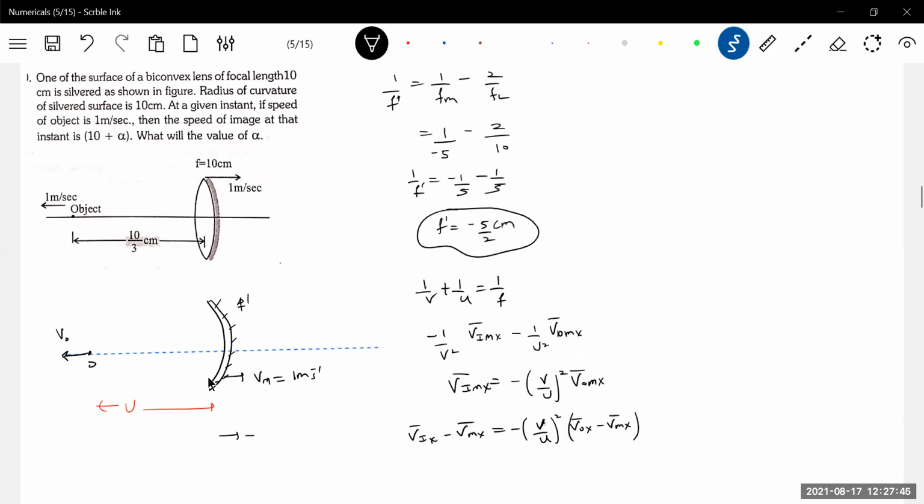Choose any sign, towards right positive. Vmx plus 1, Vix minus Vm, okay, here plus 1. We don't know v and u. Using the mirror formula we can find that also. v by u is minus 10 by 3. F dash you have to substitute, not that 10 centimeter here. I think you have to be careful. Look at the v. Anybody, v?